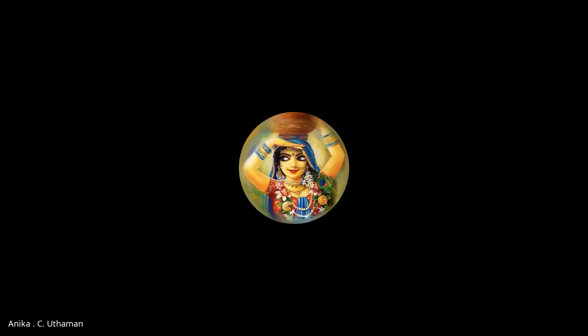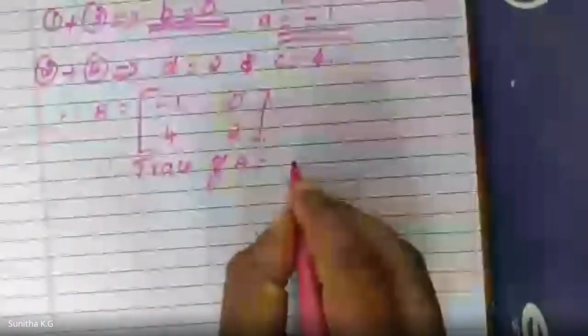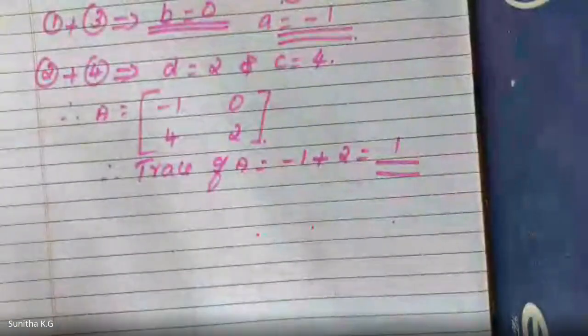Minus 1 is 2. So, therefore, trace of A equal to, what is the trace of A? Minus 1 plus 2. Very good. That's equal to 1. Are you okay? Yes, teacher.